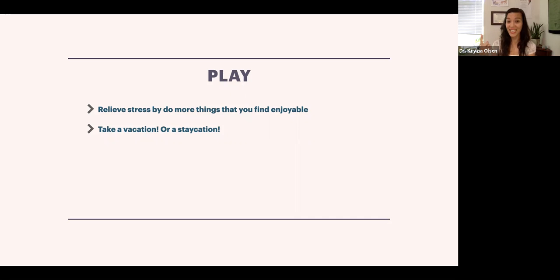And then take a vacation or a staycation, considering the times. Either way, do something that you find enjoyable, whether that means going for a hike, playing a game, or whatever it is that you like to do. Literally do more of it, because you can definitely find more joy in your life. And it's a great way to combat stress. So why not?